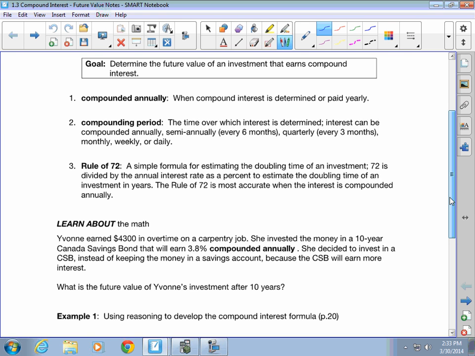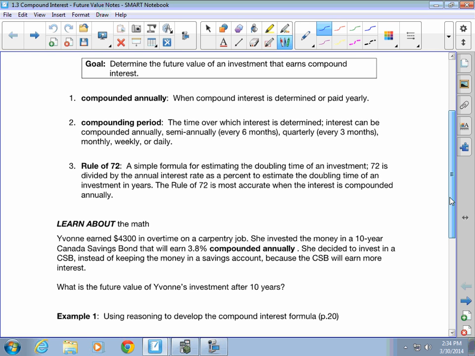A compounding period is the time over which interest is determined. Interest can be compounded annually, semi-annually, so that's twice a year, every 6 months, quarterly, which is every 3 months, monthly, weekly, or daily. Sometimes you'll get bi-weekly, which would be once every 2 weeks.